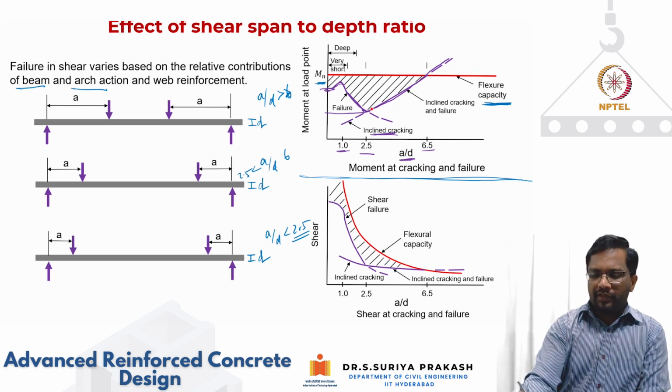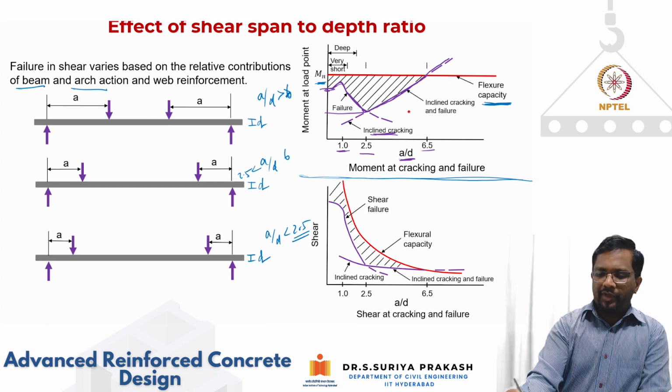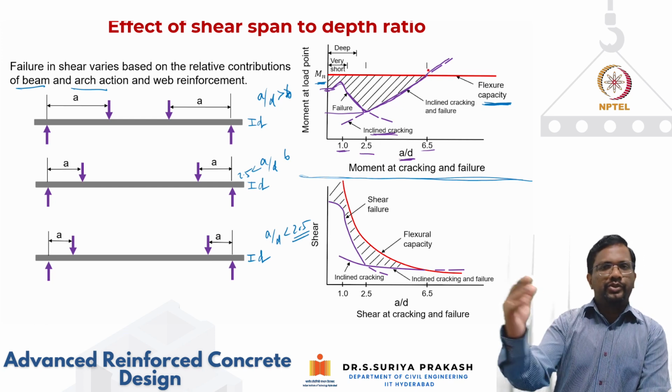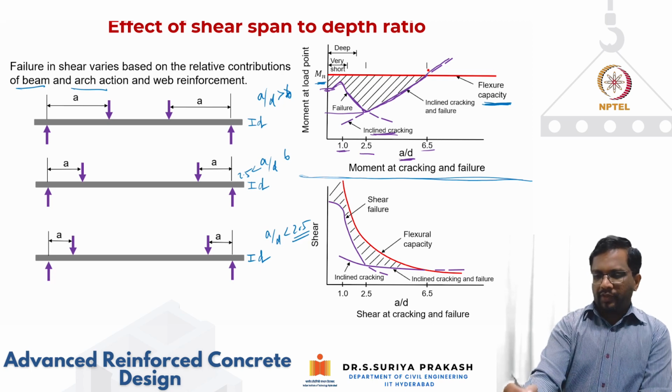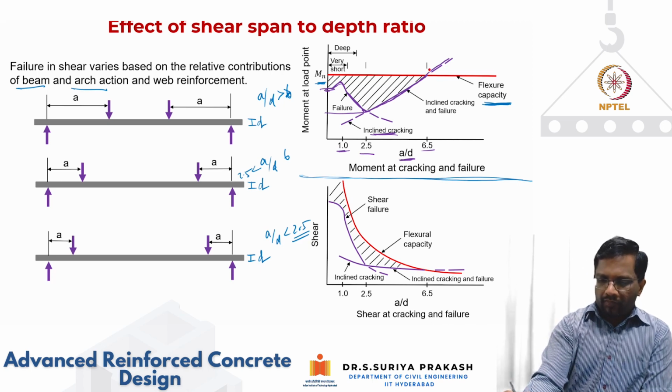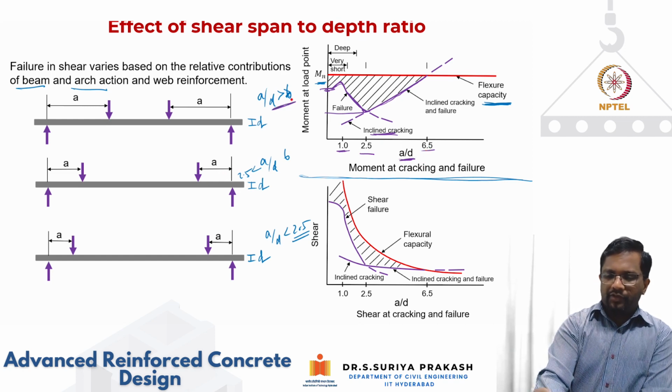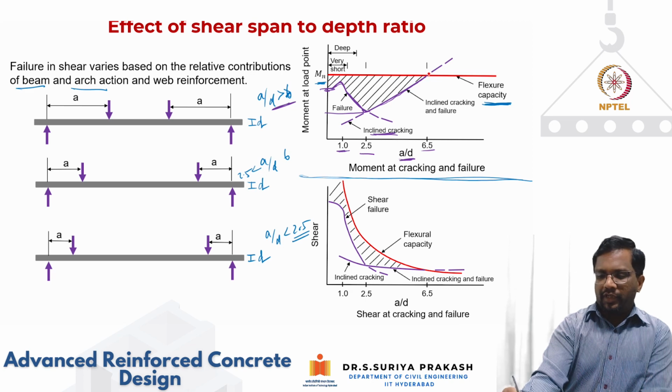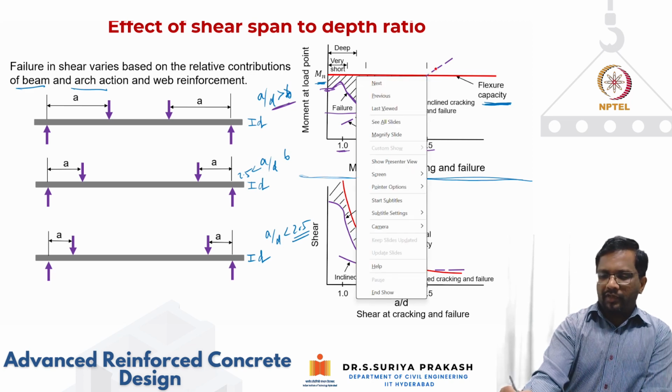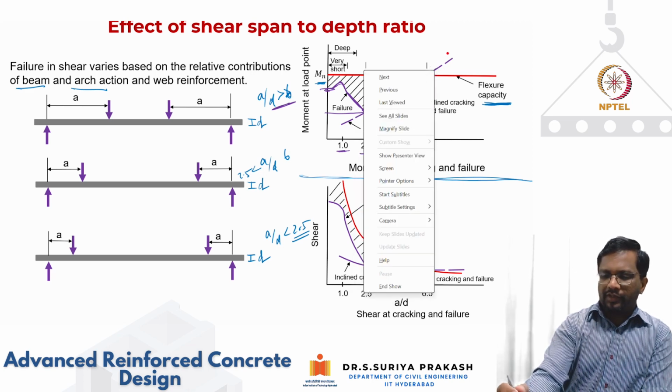But then when the a by d ratio starts increasing, the flexural behavior starts increasing. Then you see here, at a higher a by d ratio, the moment at which it is failing is going to reach closer to that of the flexural capacity, right? But when you are testing at an a by d ratio of very large values, more than 6, you can see that the moment at failure is going to be higher than your flexural capacity.